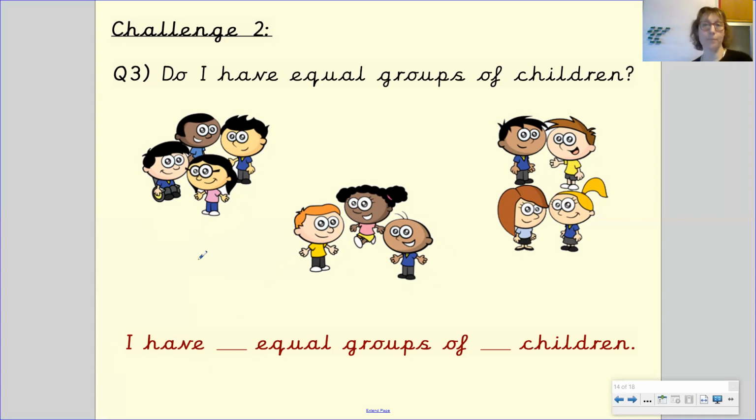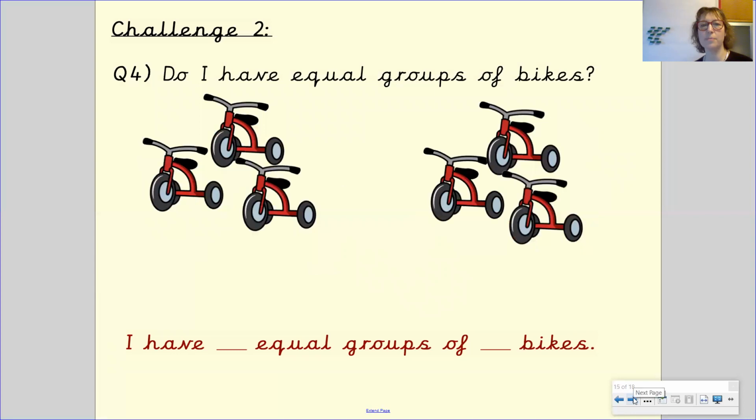So if you don't want to do any writing today and you don't want to do any drawings, then what you could just say is, I added 1 extra person to the group of 3, and now I have 3 equal groups of 4 children. And you could do it just like that. So you could tell me what you had to do to make them equal, and then your stem sentence. Or you can draw the picture, add the person in, and write the stem sentence underneath. So that's challenge 2, part 1. There is another part to challenge 2.